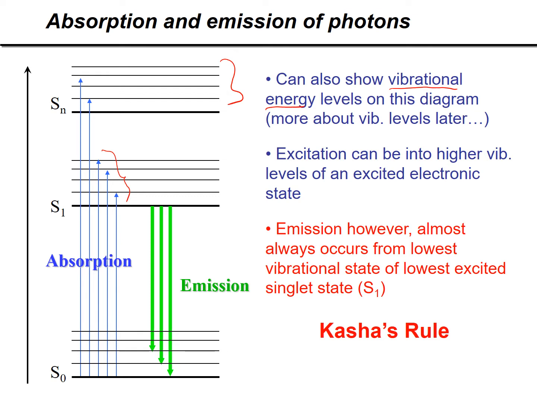And emission can drop down into any of these vibrational levels. So you don't have to drop into the bottom vibrational level of that electronic state. You can go into a higher vibrational level within that ground electronic state. Now, interestingly, emission almost always occurs from here, from the lowest vibrational state of the lowest excited singlet state. And this is a really important observation and actually has the name Kasha's rule.